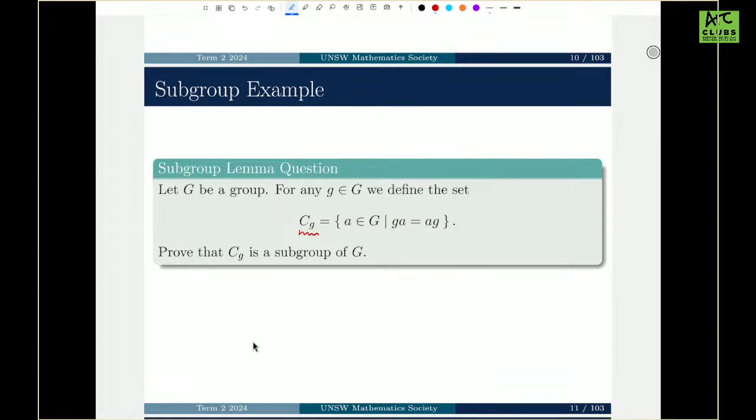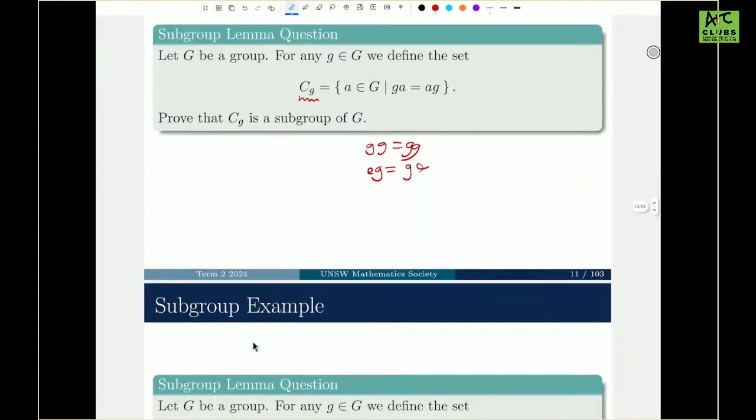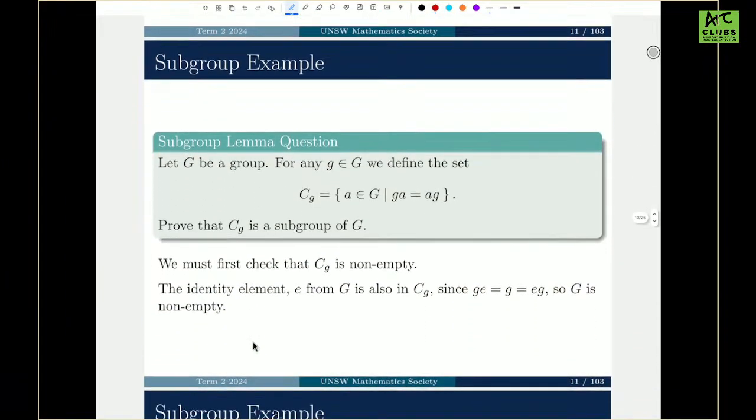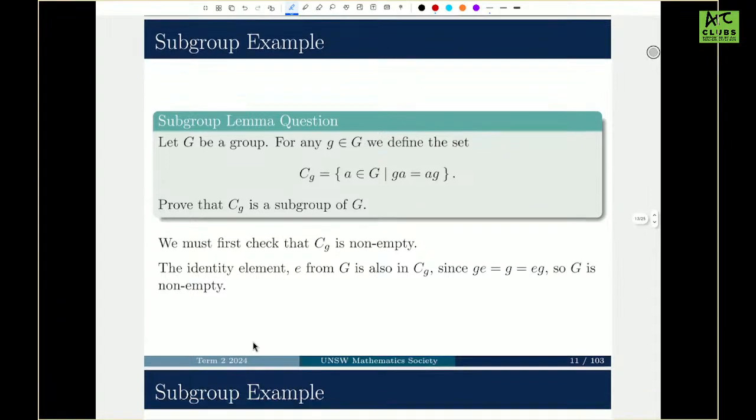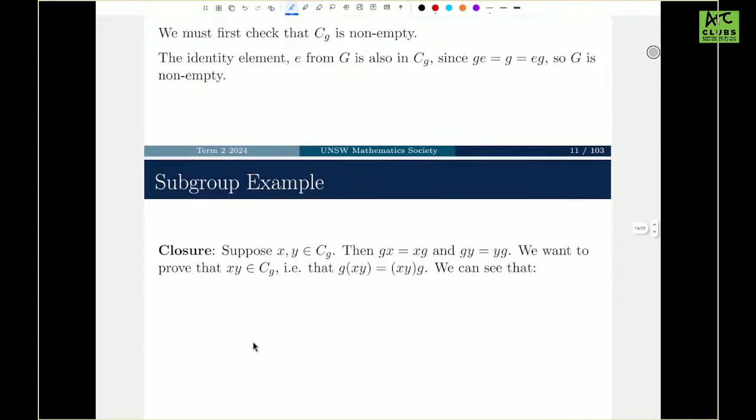So for non-emptiness, the easiest thing would be to show that the identity is in here. We can also show that g itself is in here. You can say, well, gg obviously equals gg, so non-emptiness. But we can also say eg equals ge, so it has the identity. Again, this gives us non-emptiness. So here we have non-emptiness. The next thing that we'll check is closure.